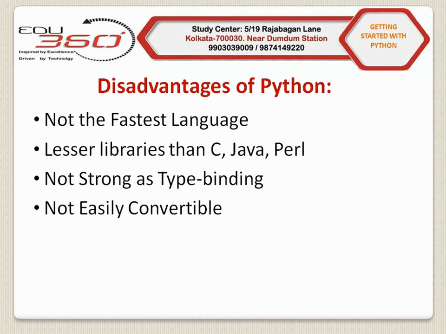Fewer libraries than C, Java, Perl. Python offers library support for almost all computing programs, but its library is still not competent with languages like C, Java, Perl, as they have larger collections available.